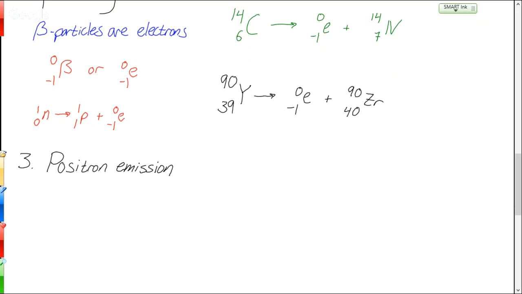This is the emission of what we call a positron, which is not a particle we've ever talked about before. A positron is, well, it's written like this. It's written the same as an electron, but with a positive charge. So it's kind of like the opposite, or the anti-electron.